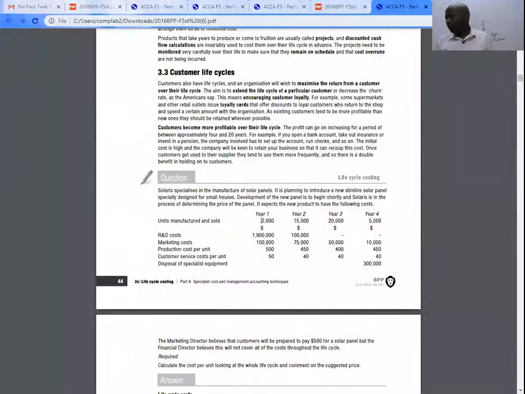So we have the units manufactured and sold, research and development, marketing cost, production cost per unit, customer service cost per unit, disposal of specialist equipment. The marketing director believes that the customers will be prepared to pay $500 for a solar panel, but the financial director believes this will not cover all of the cost throughout the life cycle. Calculate the cost per unit, looking at the whole life cycle, and comment on the suggested price.